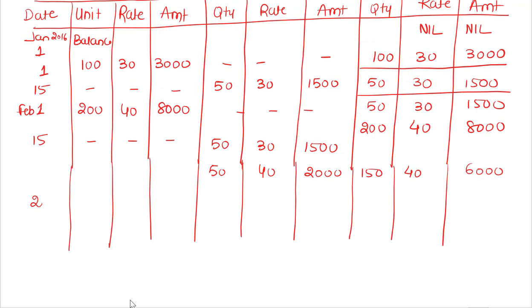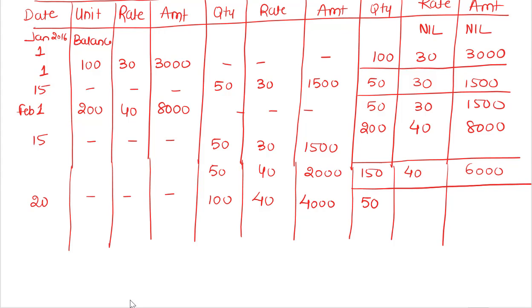On 20th February, 100 units. Now we have only one stock. This is 150 units, so we will issue 100 units out of this. So 100 units at 40 is 4000. From this 150, 100 is issued, so the remaining is 50 multiplied by 40 equals 2000. This is the value of inventory, 2000.